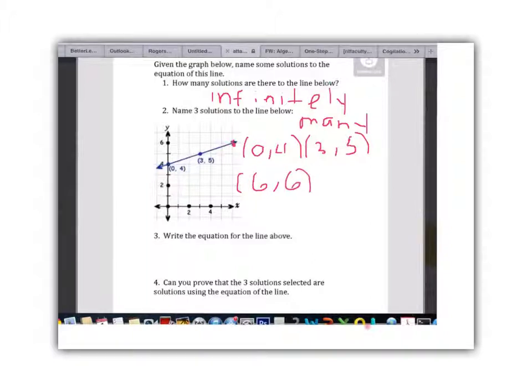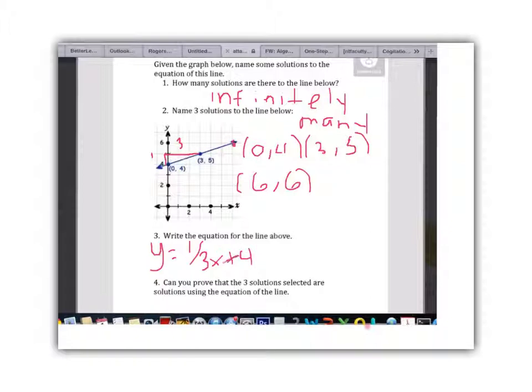And if I ask them to write the equation for the line above, they find the y-intercept and the slope. Well, the slope is just 1 up and 3 to the right, so that's going to be 1/3. And the y-intercept is crossing at 4, so the equation would be y = 1/3 x + 4.